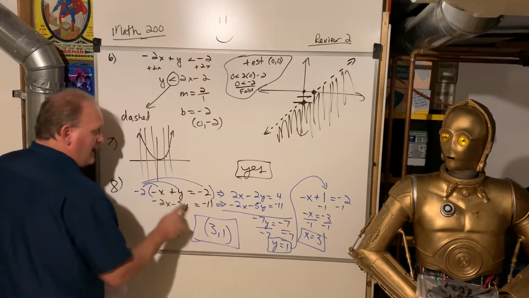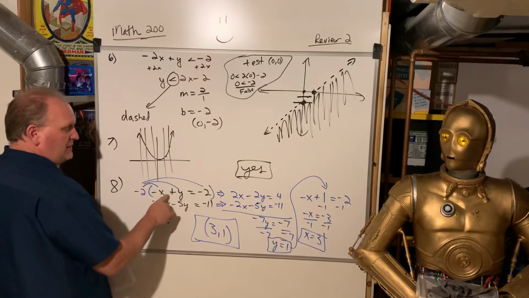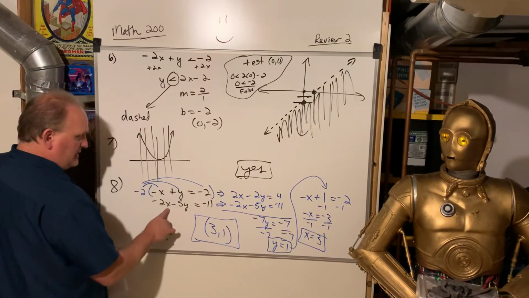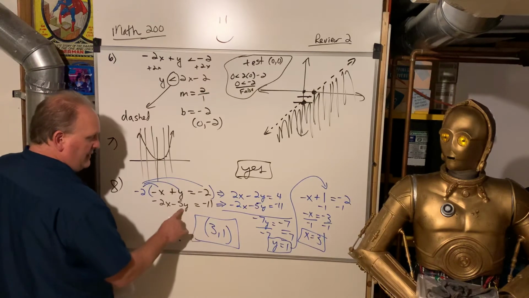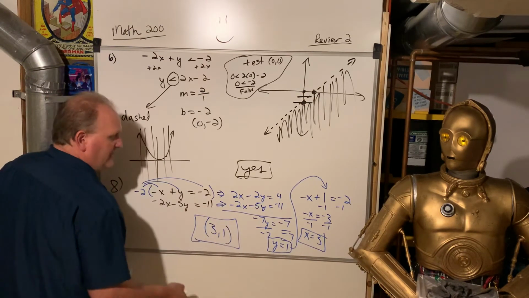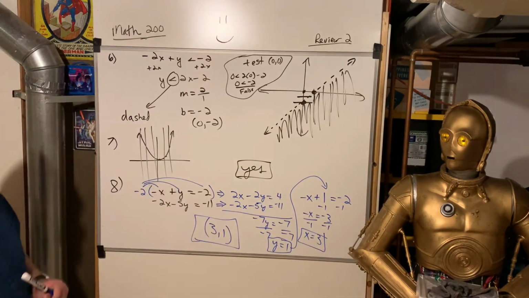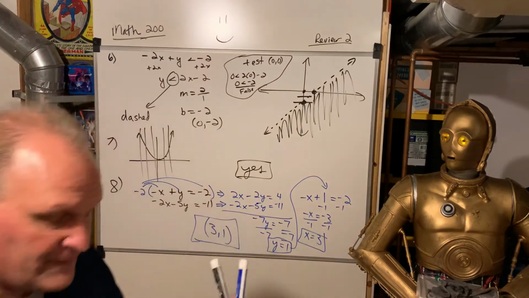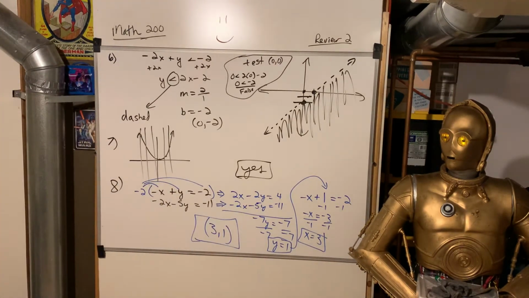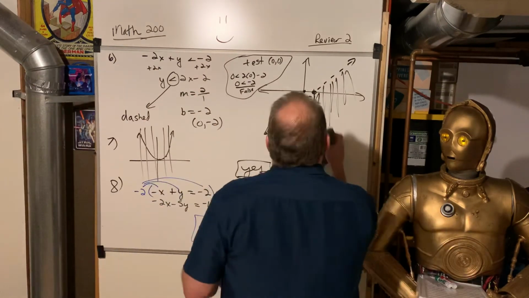That is the point of intersection between this line and that line. And you can check it back. If I put 3 in there, that's negative 3 plus 1, that's negative 2. Put 3 in there, that's negative 6 minus 5, that's negative 11. So it checks out algebraically. That is page 3. Let's take a look at page 4.